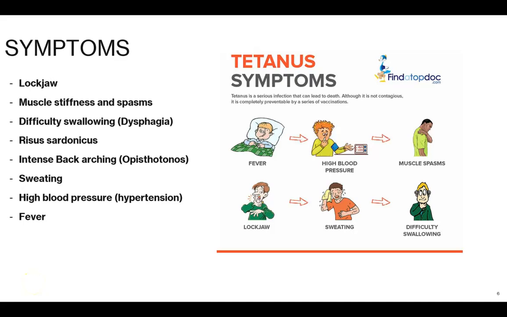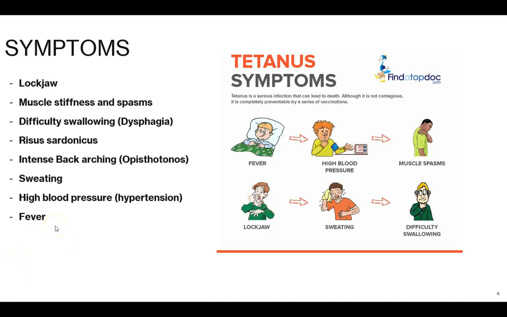Another telltale sign of tetanus is risus sardonicus, which is a lot of the time referred to as the tetanus smile. It's an abnormal facial expression caused by the muscle spasms pulling the corners of the mouth up into what looks like a forced smile, and it's a sign of severe muscle rigidity. A lot of patients also develop intense back arching, where these spasms are so powerful they can sometimes cause the bones to fracture or the muscles to tear.